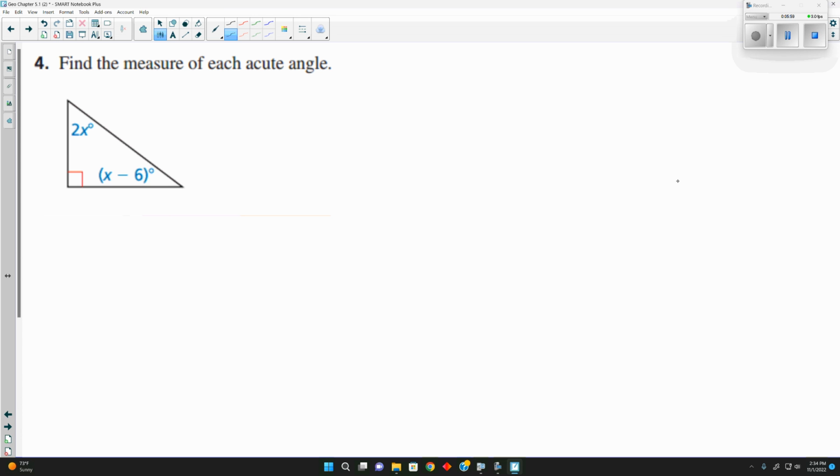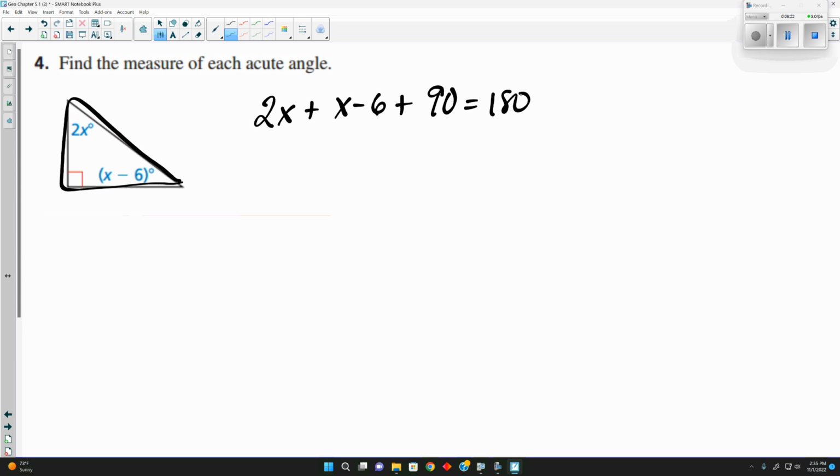So let's look at this one here. Now this one is a little bit different because they didn't give us two angle measures, they only gave us one, yes? But we do know that the three angles inside this triangle add up to be what? So we can say one of the angles, so 2x plus x minus 6 plus 90 is equal to 180. Now the first thing we can do is combine like terms because on the left side of this equation we do have like terms.